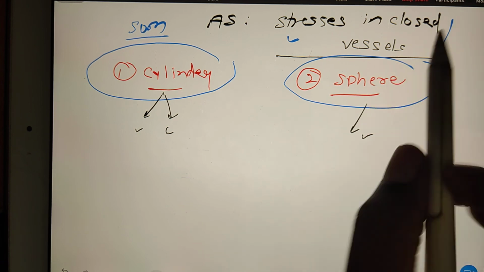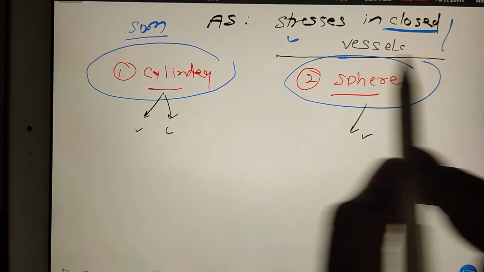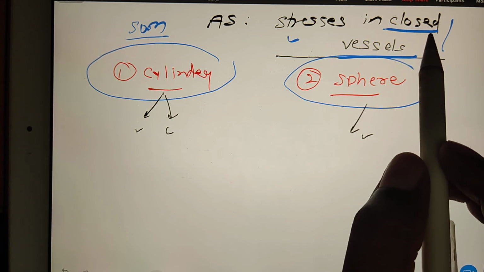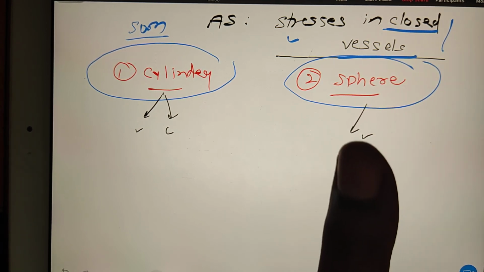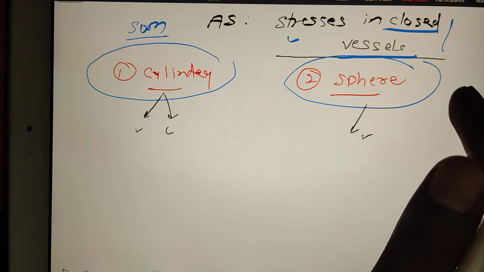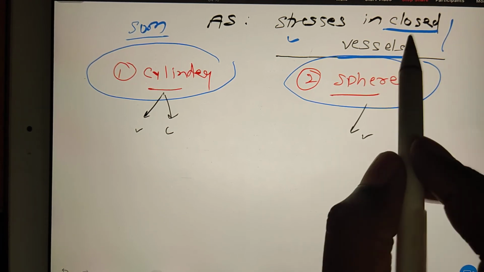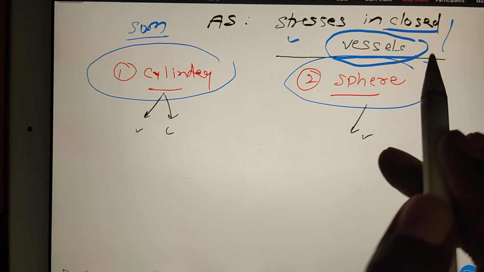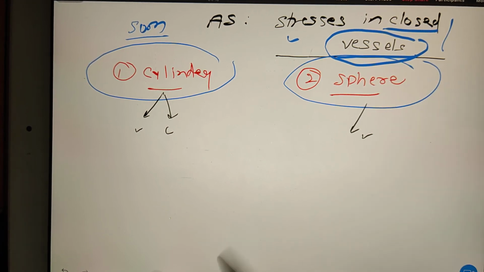So see here, closed vessels means our vessel is going to be completely closed. We are not talking about the section. We are talking about the complete object, the complete body. We are not talking about the section. Correct? Okay, now see here.